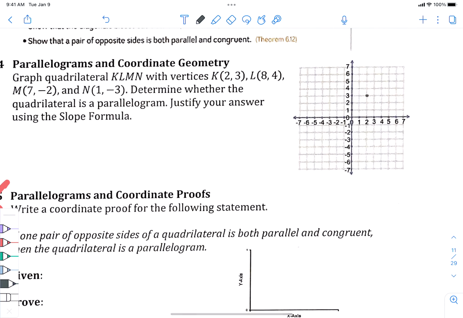2, 3 is K. So we're going to go K here. 8, 4. Sorry, we're off the chart. 8, 4. That is L. Let me get rid of some stuff here. M is 7, negative 2. And N is 1, negative 3.